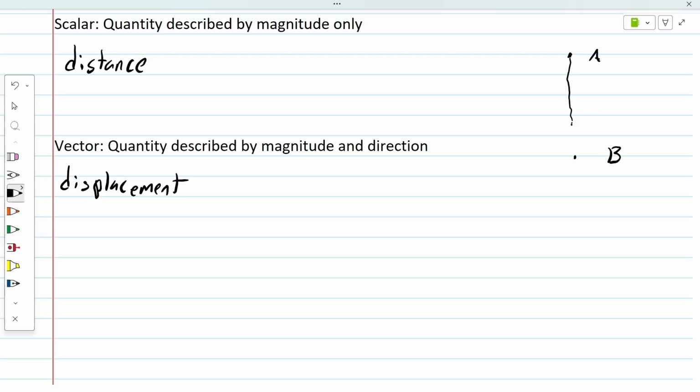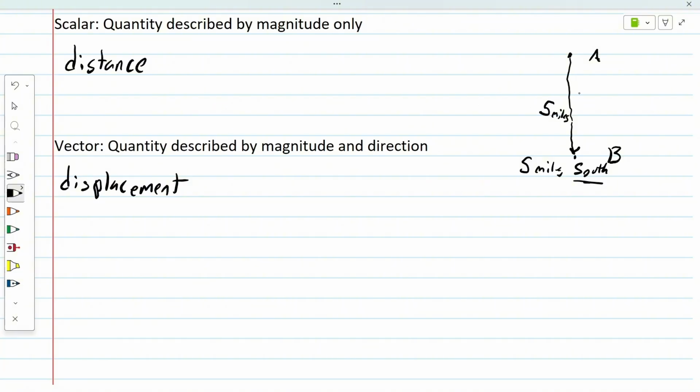So if we travel from point A to point B, and we're going down like this, this scalar quantity might be, let's say, 5 miles. So the distance would be 5 miles, but the displacement would be 5 miles south, let's say. So it needs this direction part, which is what makes it a vector.